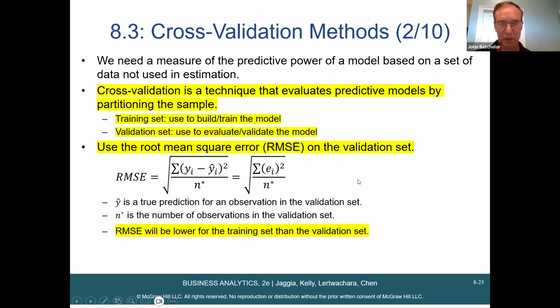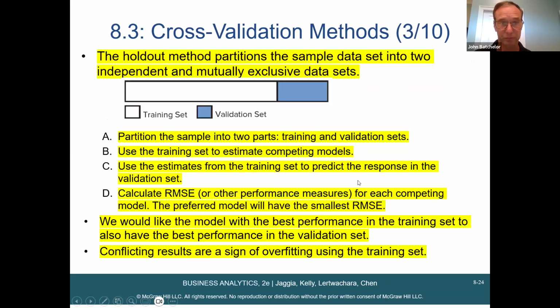And it says it'll be lower for the training set than the validation set. All right, so here's one way of validating the data. There's two different ones we'll go with. The holdout method partitions the sample set into two independent, mutually exclusive data sets.